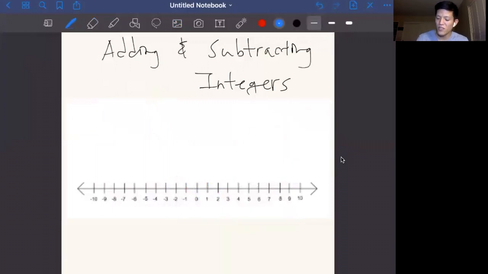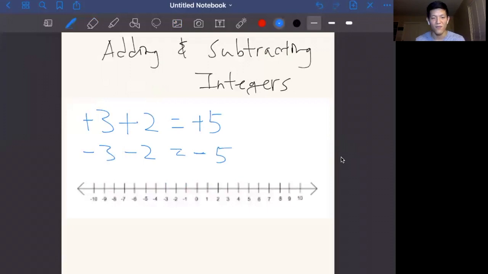So to sum up, we're going to look at adding integers. When you have 3 plus 2, you see this is a positive 3 and that's a positive 2, right? And so 3 plus 2 is 5, and the sign stays the same, positive. When you have negative 3 minus 2, the sign is also the same. The sign stays the same, and you add the numbers together, you get negative 5.